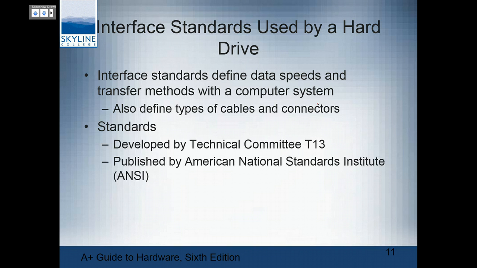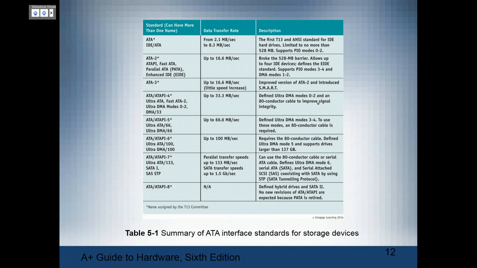We know that. Standards are developed by the Technical Committee T13, published by ANSI, the American National Standards Institute. Again, there's a table in the book where you can look at the data transfer rates, from 2.1 to 8.3 meg, and down here to serial ATA at up to 1.5 gigabits per second. So that's quite a change, quite a difference as we go down the line as to what we can do.